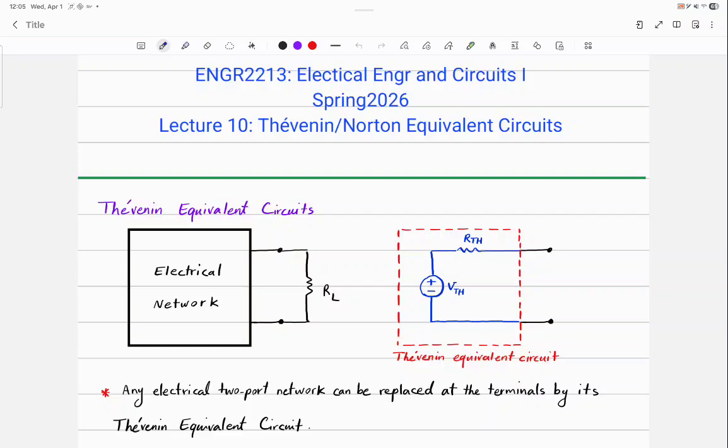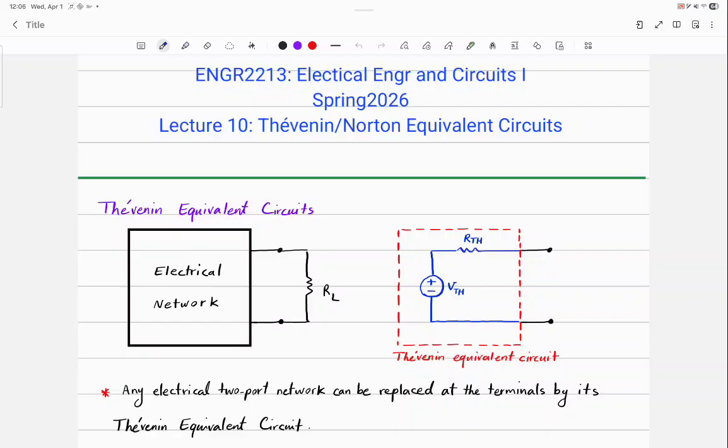What does it mean? Let's assume that we have an electrical network made with resistors, dependent sources, and independent sources, okay? All of them, thousands of them. And then we are connecting all of that to some RL resistor. First of all, can you tell me what we should call RL in technical terms? What do we call it?